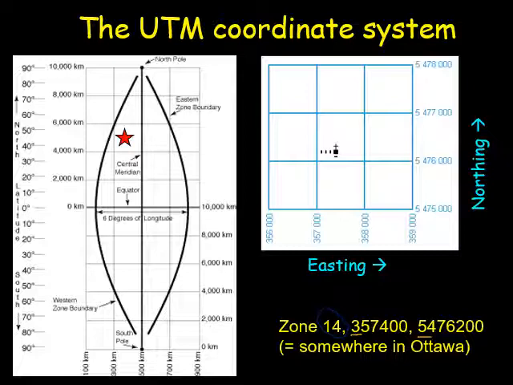So in this particular zone, we can say, oh, there's a church somewhere. It is 357,400 meters easting relative to that southwest corner. And then this northing is always relative to the equator. So easting and northing are two metric numbers that indicate the exact position of that location. And in this example, it's somewhere in Ottawa.